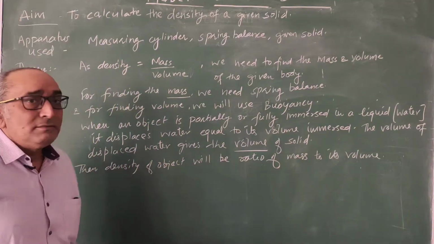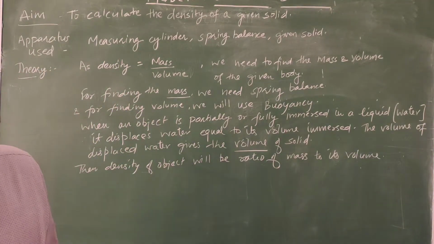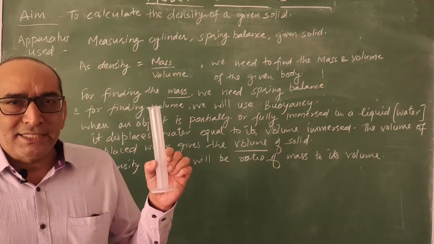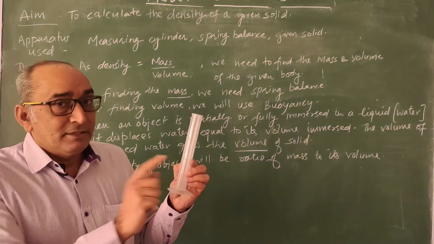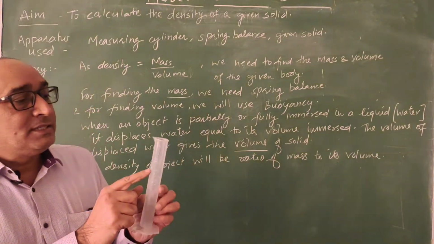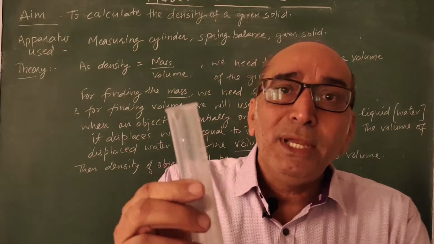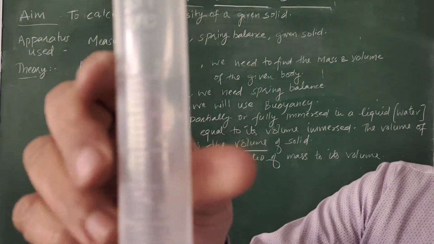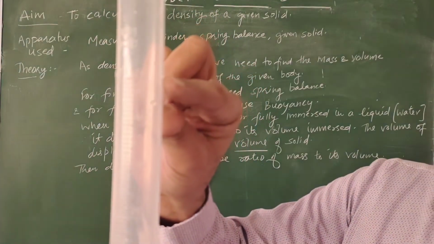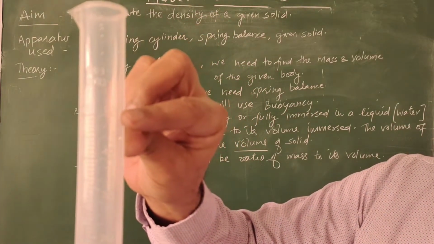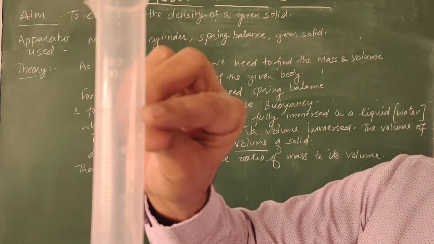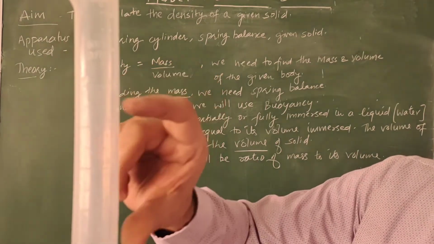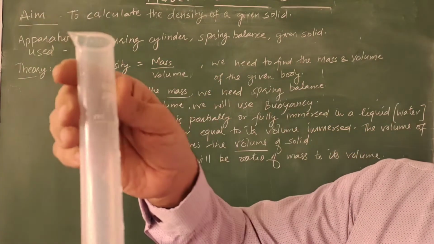The measuring cylinder will measure how much water is displaced by the object. See, this is a measuring cylinder. It is calibrated, and the reading is in milliliters. The uppermost mark you are seeing is 50 milliliters. So if we fill water up to this point, we are going to get 50 milliliters.